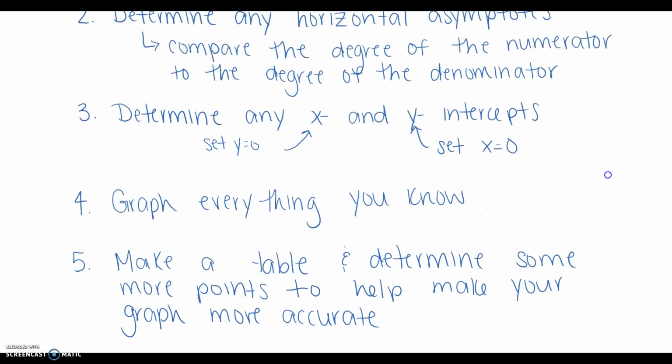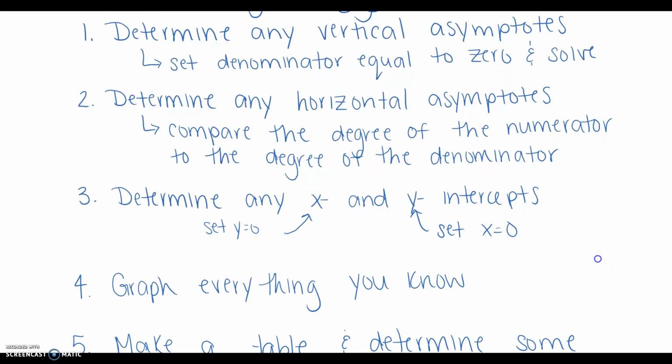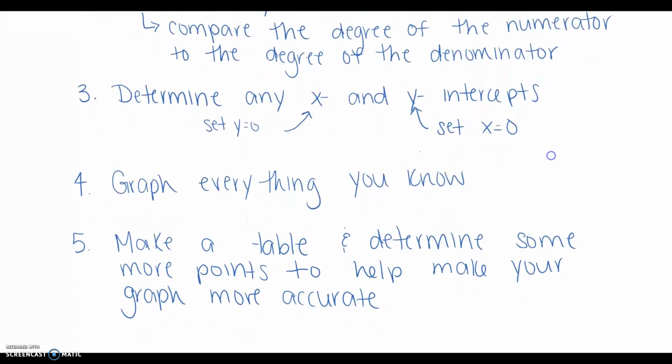So first, find any vertical asymptotes. Second, horizontal asymptotes. Third, X and Y intercepts. Fourth, graph everything you know. And fifth, make a table and determine your additional points.